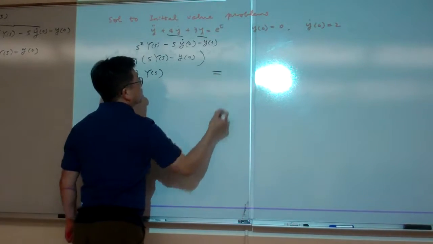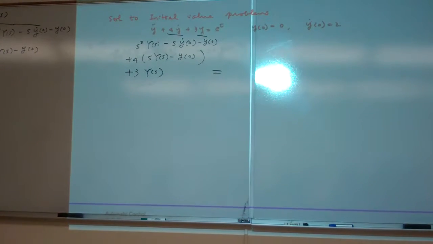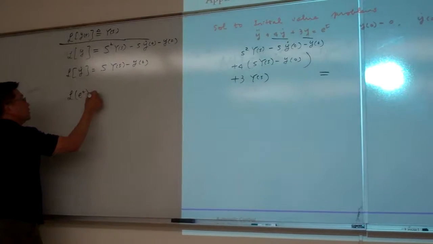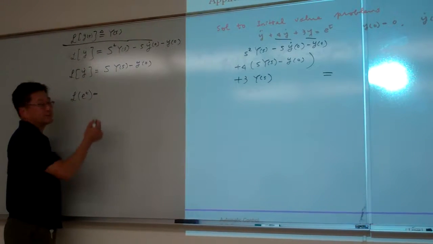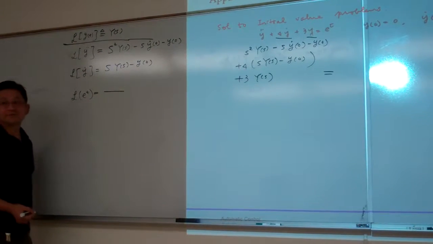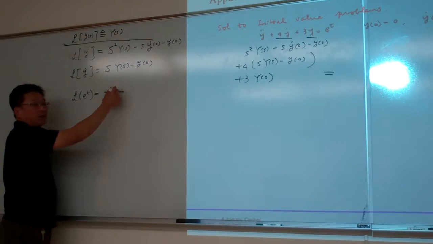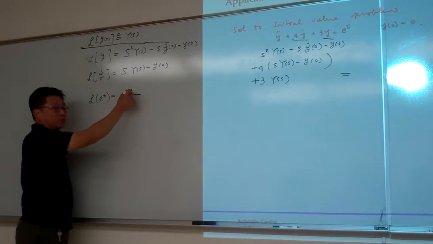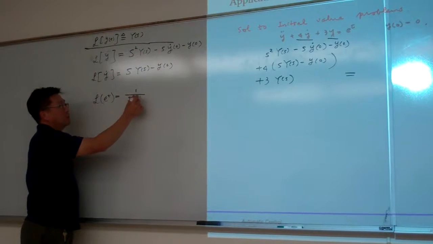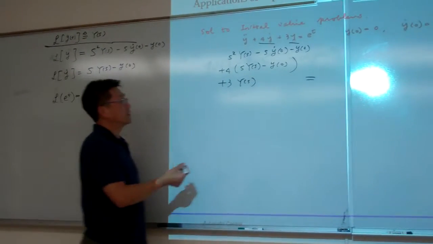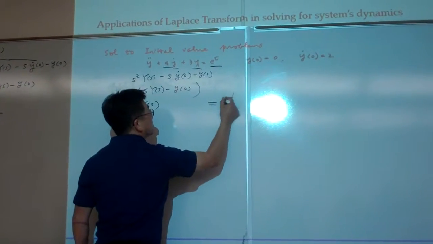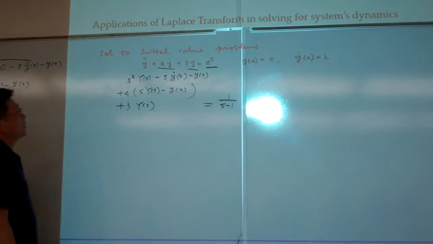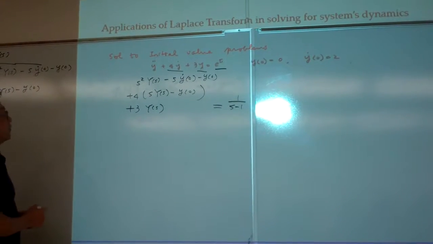So here is equal to the Laplace of e to the t, equal to, what is this? Anyone? Do you have 1 over s plus 1? Minus 1, right? Oh, minus 1. Okay. So this term is 1 over s minus 1. So right now we have the whole thing.